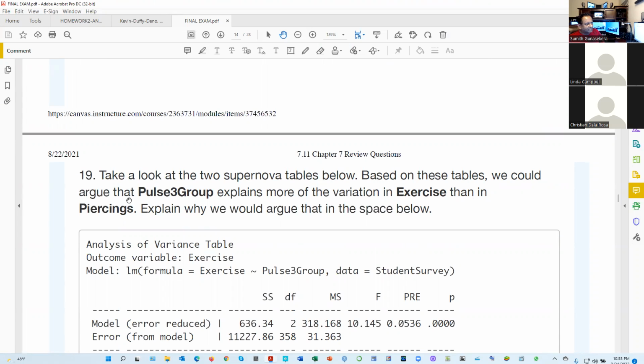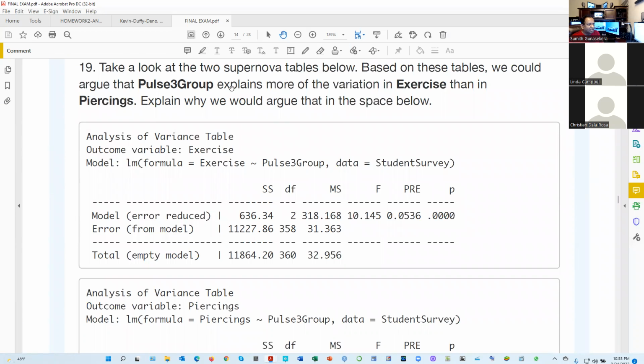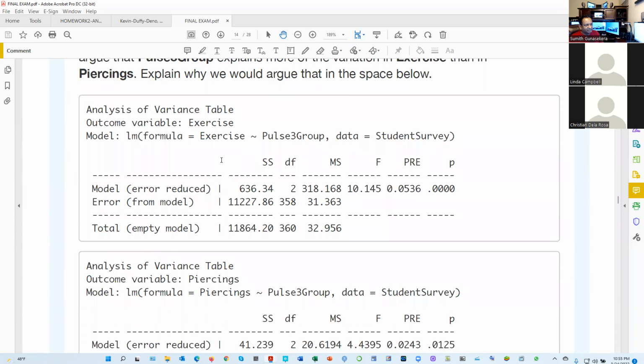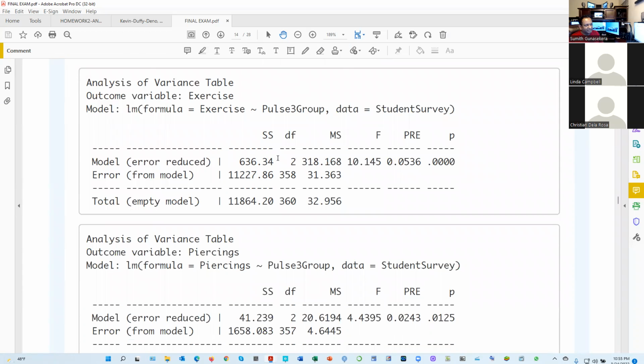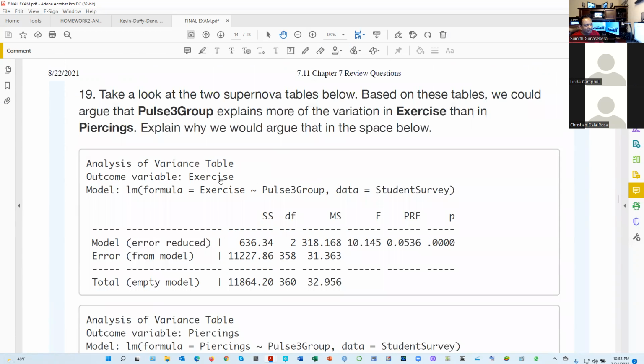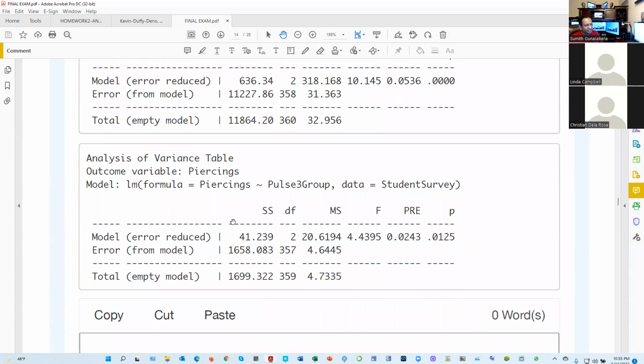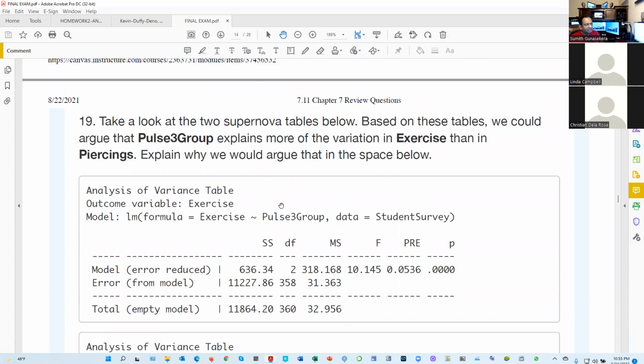Based on this table, we could argue that pulse 3 explains more of the variation in exercise than in Pearson. Explain why we would argue that. Based on these tables, we could argue that the pulse 3 group explains more of the variation in exercise. See, 636.34 is much more being explained on exercise than on Pearson's. So you have to build up the discussion and explain why we would argue that in the space below.